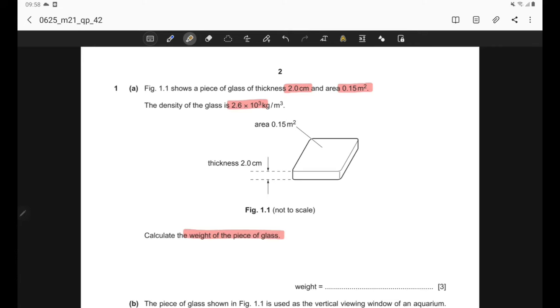So in this question we are provided with the cross-sectional area of a piece of glass, and its thickness is also given. Thickness is 2 cm. So by multiplying the area and the thickness we will get the volume. So first we can calculate the volume of this piece of glass, that is volume is equal to area times thickness.